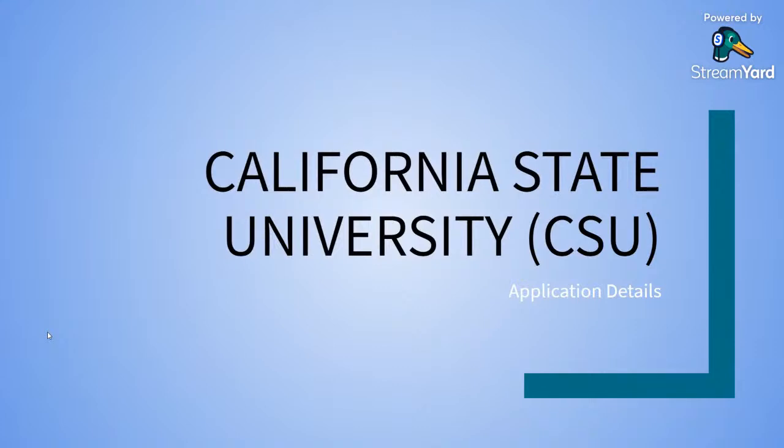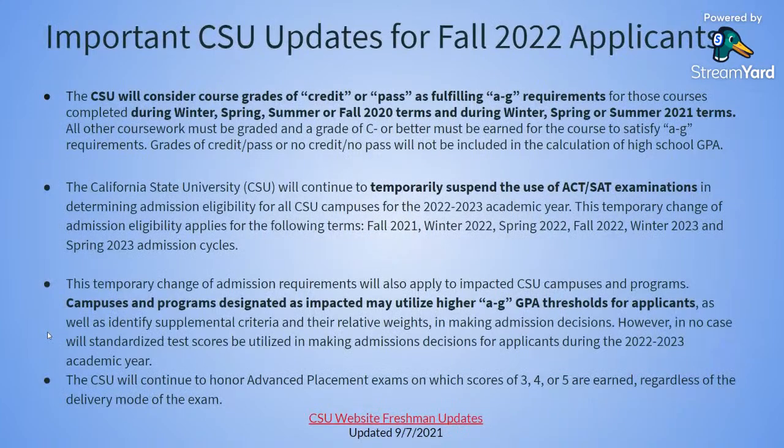Okay, so now we're going to move on to the California State University Application Details section. For this first part, we just want to highlight a few of the important CSU updates. Same as UC, CSU will consider course grades of credit or pass fulfilling A through G requirements. They have also temporarily suspended the use of ACT and SAT examinations, as we told you earlier in this presentation. But just so you know, campuses and programs designated as impacted may utilize higher A through G GPA thresholds for applicants. So that's something important to note.